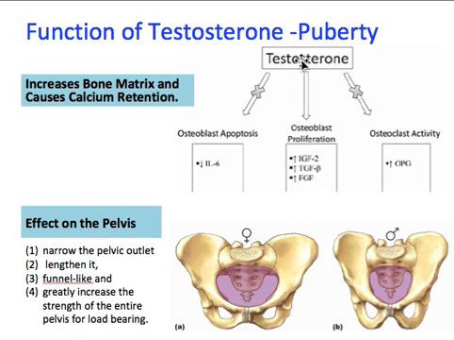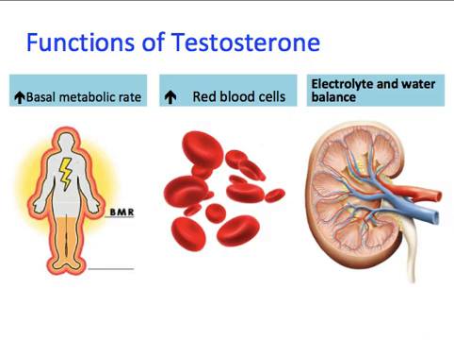And your testosterone also has effects on your bone. It increases your bone matrix and increases calcium retention. That's why patients with hypogonadism are at a high risk for osteoporosis. What are the other functions? Your testosterone is also responsible for increasing your basal metabolic rate, and it also increases your red blood cells. That's why if your patient is on testosterone replacement therapy, it's very important to monitor their hematocrit. It also has some effect on your electrolyte and water balance, but to a lesser degree.